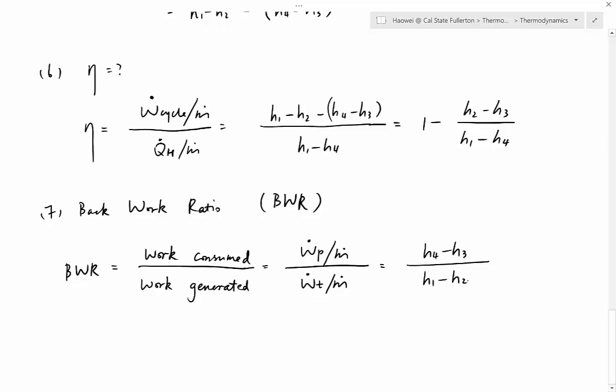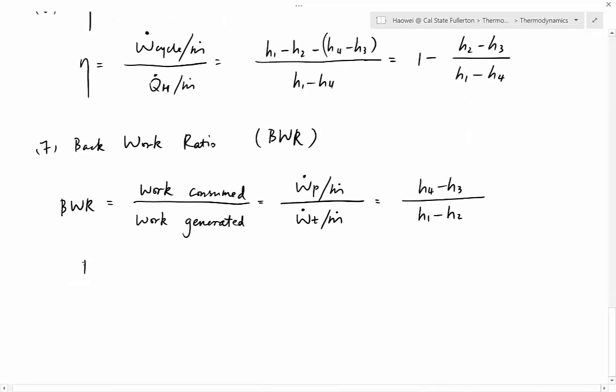So now, do you want to have a big BWR or a small BWR? You want work consumed to be small, and you want work generated to be big. So you want BWR to be as small as possible. BWR, the smaller the better. The smaller BWR you have, the better your design is.